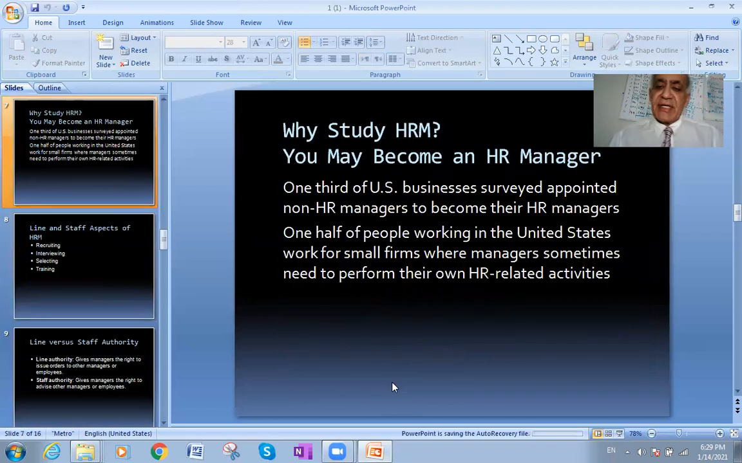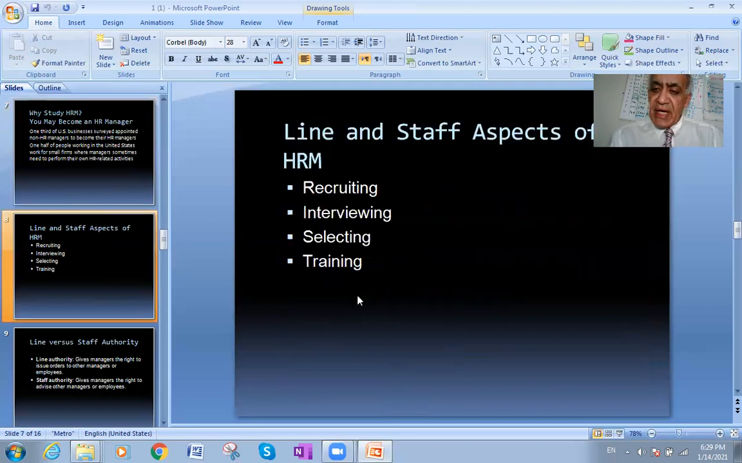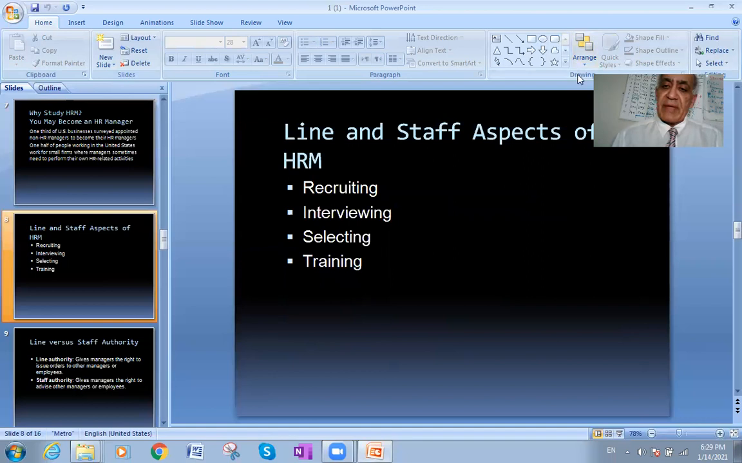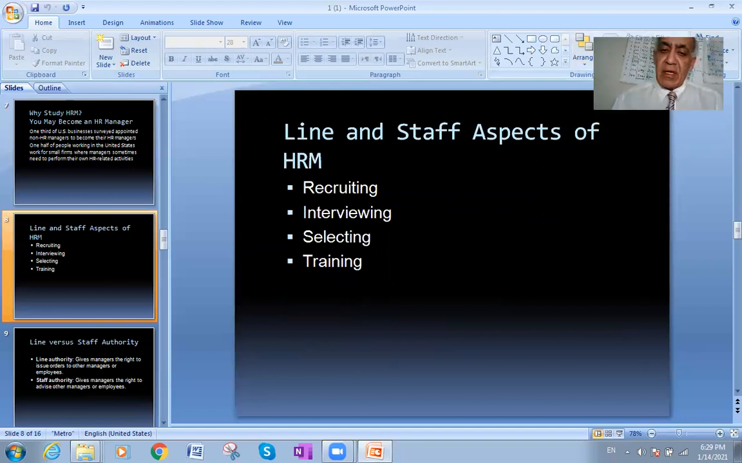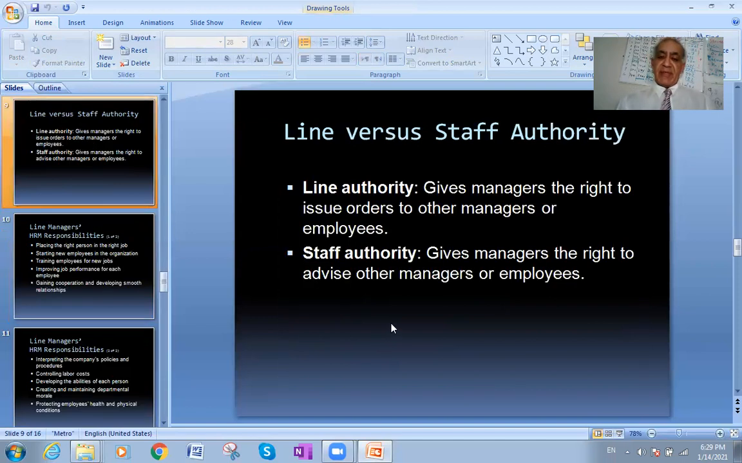So why are we studying human resource management? Human resource management is very important because it tends to make a good relationship between the people and each other. Okay, the recruiting, interviewing, selecting, and training. We will know about them later on.